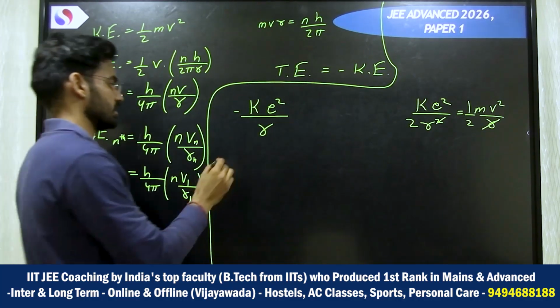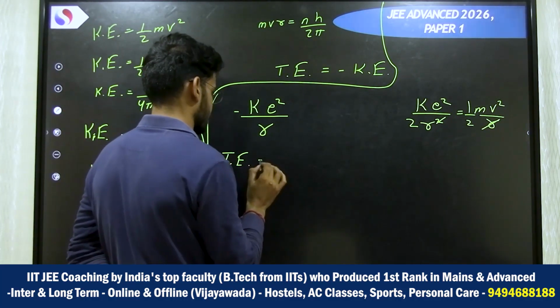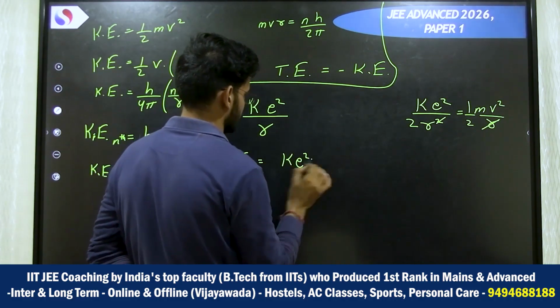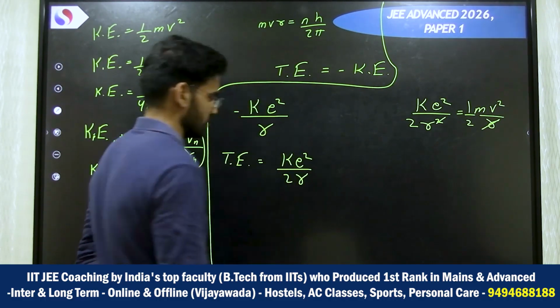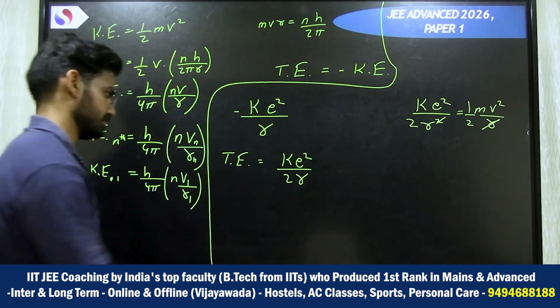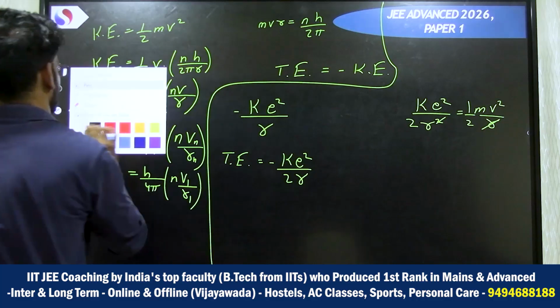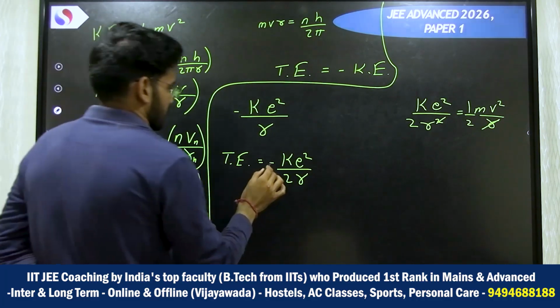So what does the total energy come to? The total energy is half k e square by 2r, this is the total energy with a negative sign. I'm just writing the magnitude currently.